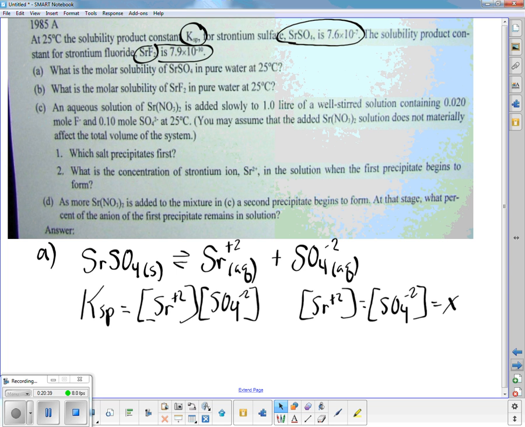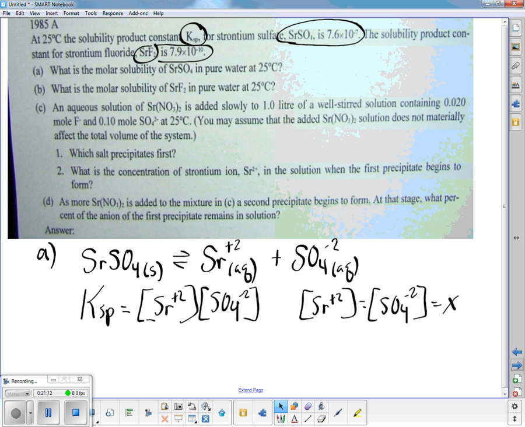Now, the solids drop out? Yes, solids and liquids drop out. Gases stay and aqueous stay. Okay, so because the molar ratio is a 1-to-1, for every one of these that breaks up, I get one of these and one of these, right? Okay, so because of that, I can say these two are equal. Because they're equal, I'm going to just call them X. I don't know what they are, but I'm going to call them X.